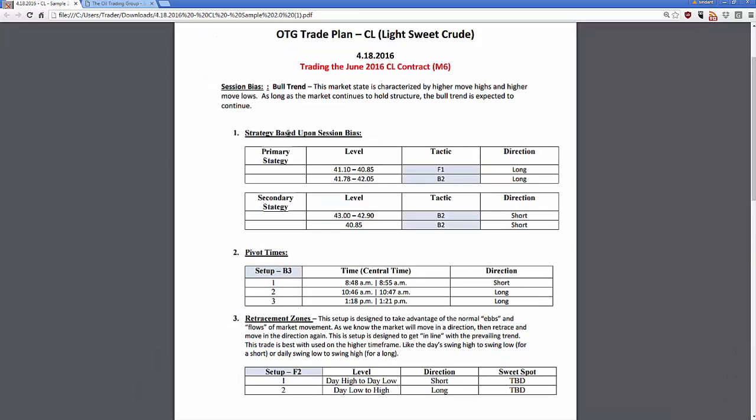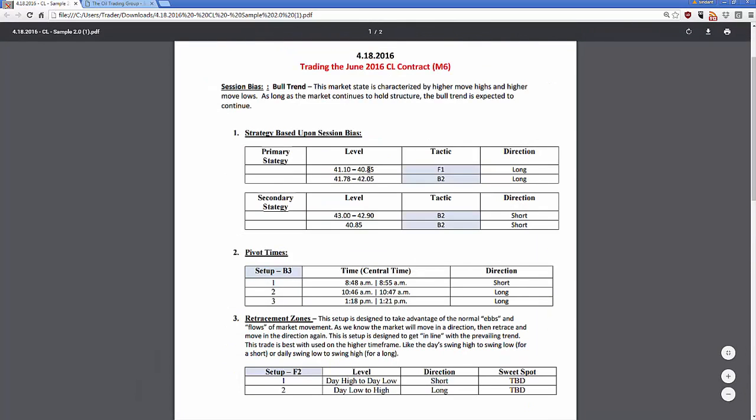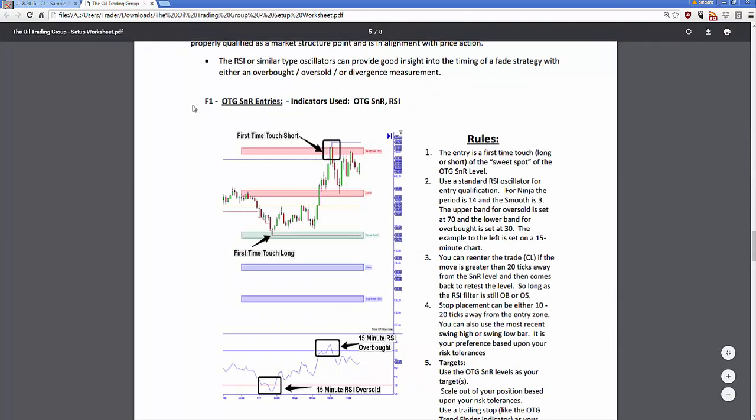So again, primary strategy, level, tactic is F1. You go to your cheat sheet, you say up here, right here is F1. This is the rules for entry and a chart example of how to play it, etc., etc.